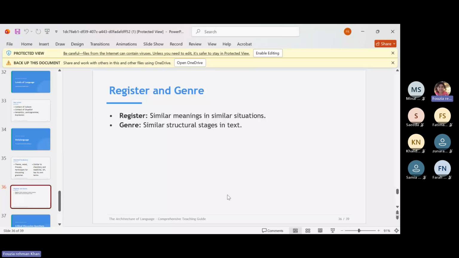And the 3 things that I'm talking about are those that we have just done, which was field, tenor, and mode. They are related to the register, right? So whenever we talk about register in SFL, we will be talking about field, tenor, and mode. Those are the 3 terms that are part of the register. And you need to also differentiate between register and genre, right? Other than that, you need to remember whatever words we have covered today.